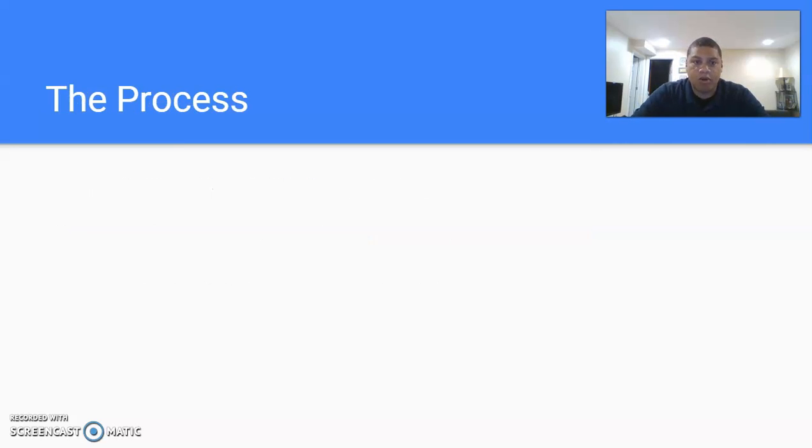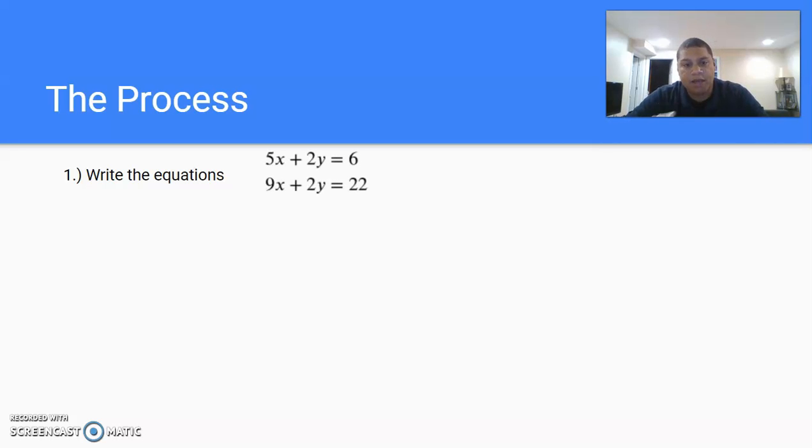So, the process. How does this one work? Well, like yesterday, like the day before, start off by writing the equations. Make sure they're nice in a good empty spot in your paper, very accessible. This time we're looking at 5x plus 2y equals 6, 9x plus 2y equals 22.